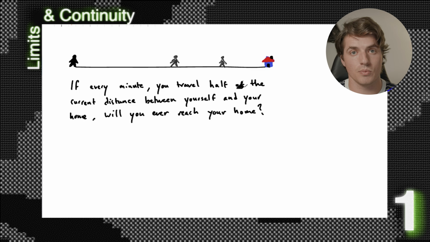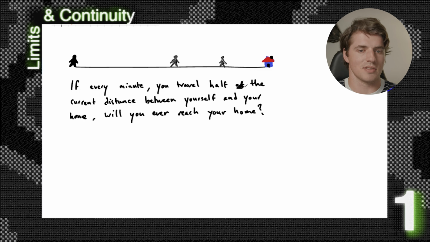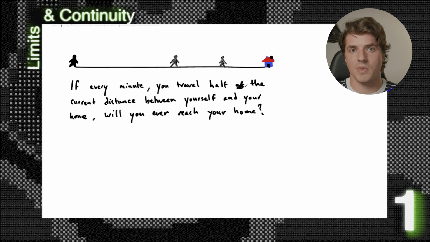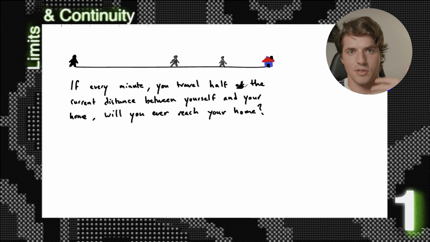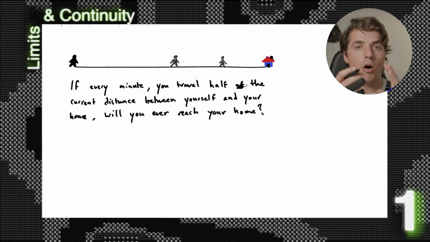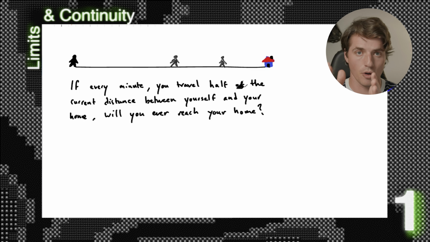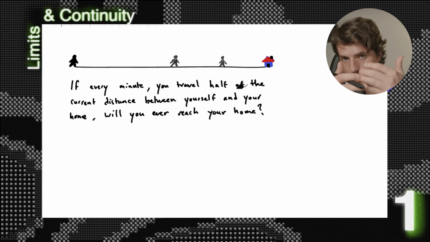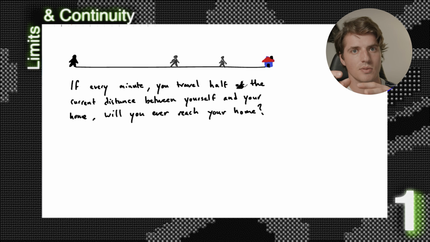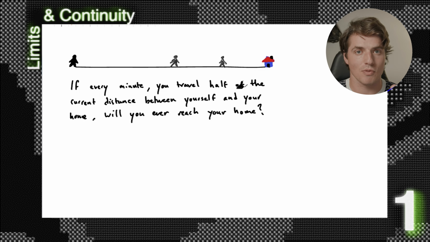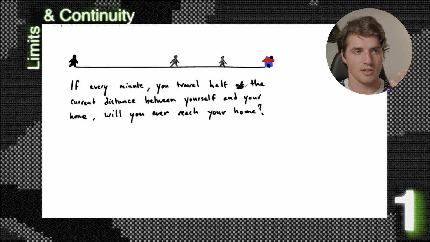The answer is no, we actually won't, because there will always be some distance, right? If we're 1 foot away, we'll be half a foot. Then we'll be a quarter of a foot. Then we'll be an eighth, then a 16th, then a 32nd, then a 64th. We'll always have some fraction of distance to cover because we're never going the full distance between us and our home. But we're basically going to be at our house, right? We're going to be so close to the front door that our nose is touching it.